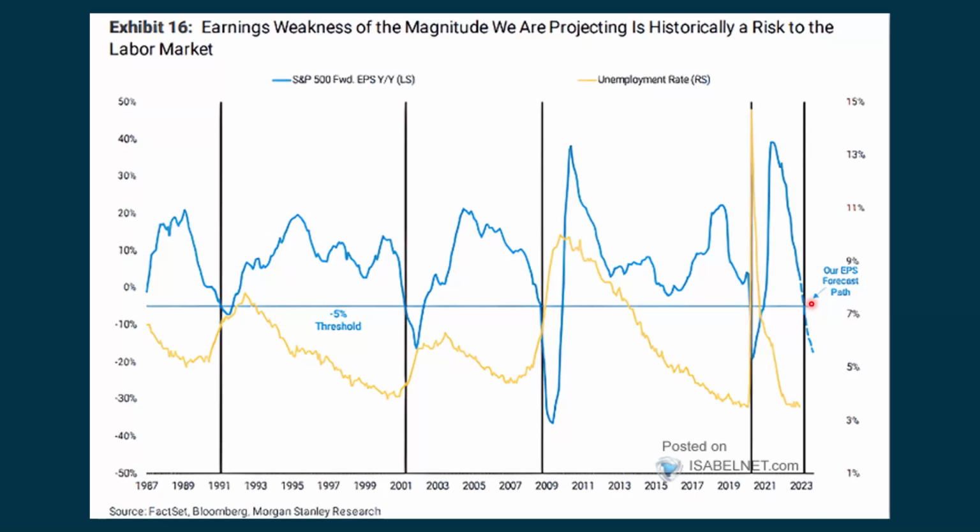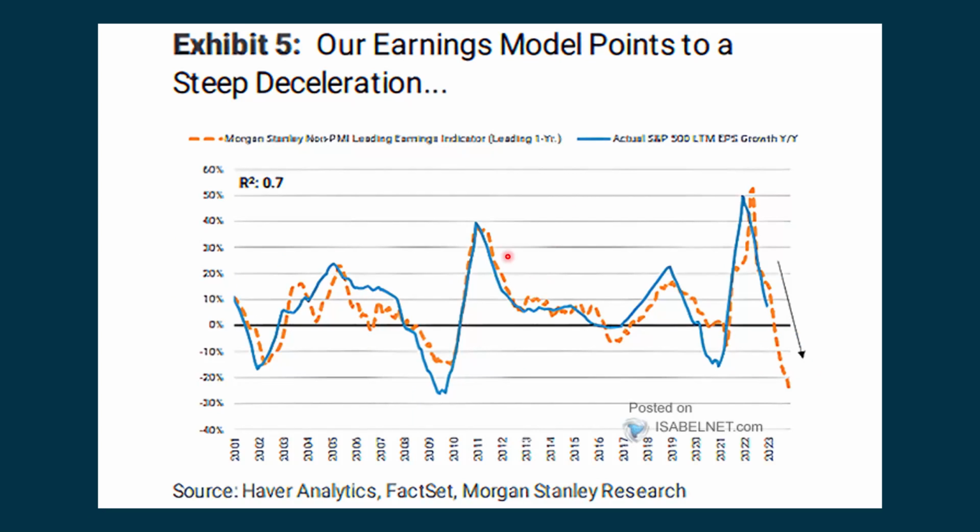Looking at earnings and valuation, the earnings weakness of the magnitude we're projecting is historically a risk to the labor market. As the forward-looking earnings per share has been coming down, that bites into corporate profits. That could influence this yellow line to really start going up. This is the unemployment rate. This is a Morgan Stanley chart where it says our earnings model points to a steep deceleration, continuing to go down based on the earnings of the S&P 500.